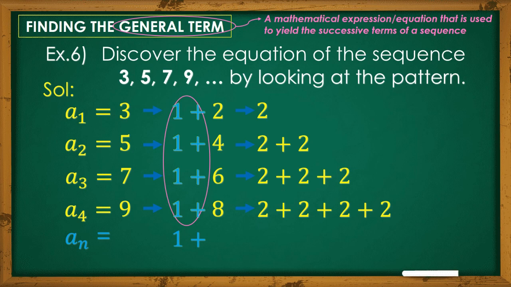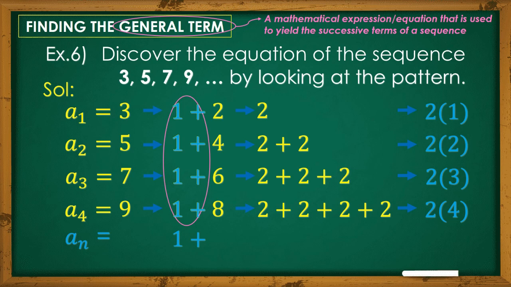Kung titingnan natin, yung 2 ay pwede natin isulat as 2 times 1. Yung 2 plus 2 ay maaaring maging 2 times 2. Yung 2 plus 2 plus 2 ay magiging 2 times 3. At yung 2 plus 2 plus 2 plus 2 ay maaaring isulat as 2 times 4.